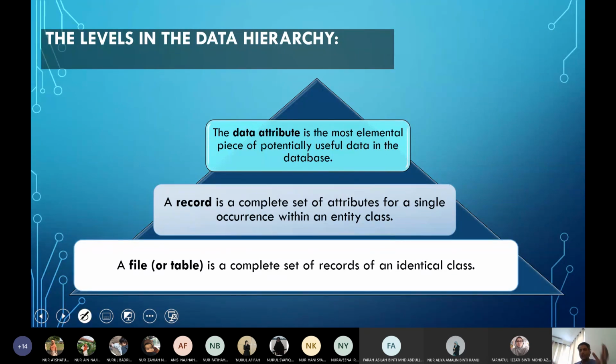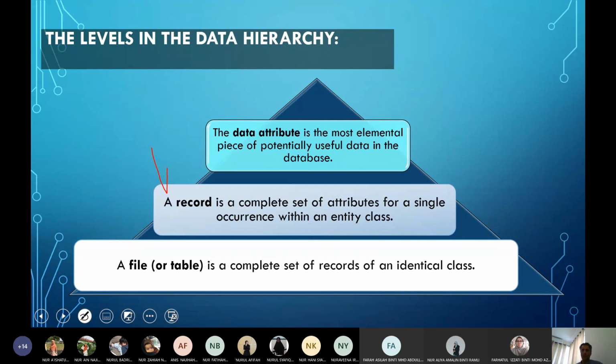But the full set of the information we record in the database, let's say we record all of this, the name of the customer, address, date of transaction, the value of the invoice, and so on. All of this is considered a record.